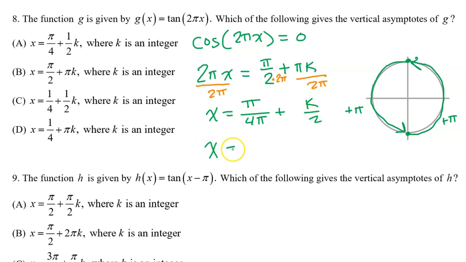So we have x equals. These pi's will cancel each other out, leaving behind 1/4. And then let's write this as 1/2 k. Now let's look for this among the answer choices. 1/4 plus 1/2 k. So the answer is C.